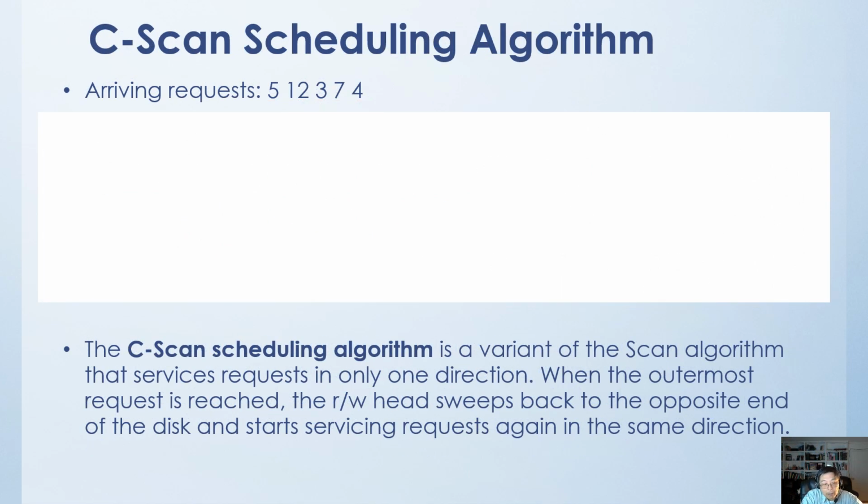Okay, so let's take a look at a variant of the scan algorithm. That's called the C-scan scheduling algorithm. The C-scan scheduling algorithm services requests in only one direction. So when the outermost request is reached, the read and write head sweeps back to the opposite end of the disk and starts servicing requests again in the same direction.